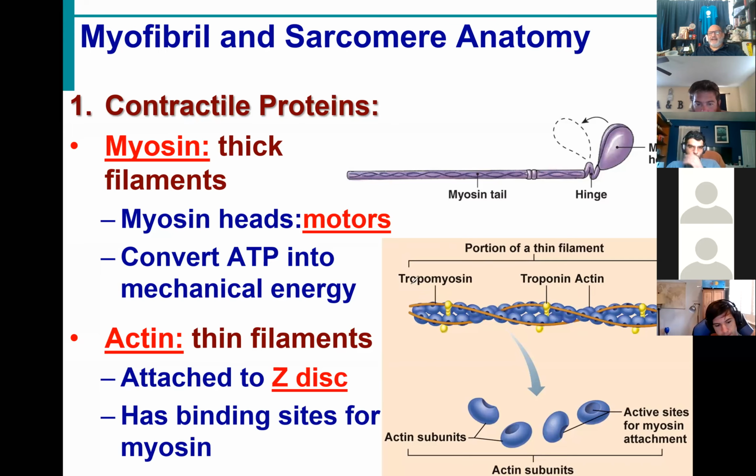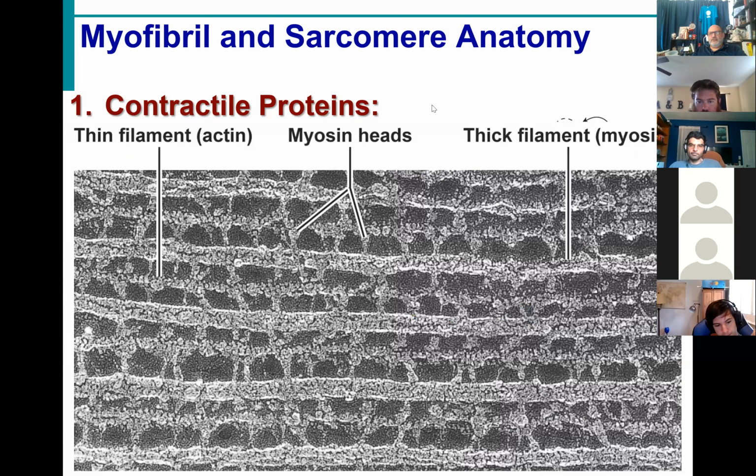We also know that actin is going to be connected to the Z disc. And notice also here on top of it, we have those regulatory proteins. And let's take a closer look at those. First here, I love this picture from your textbook.